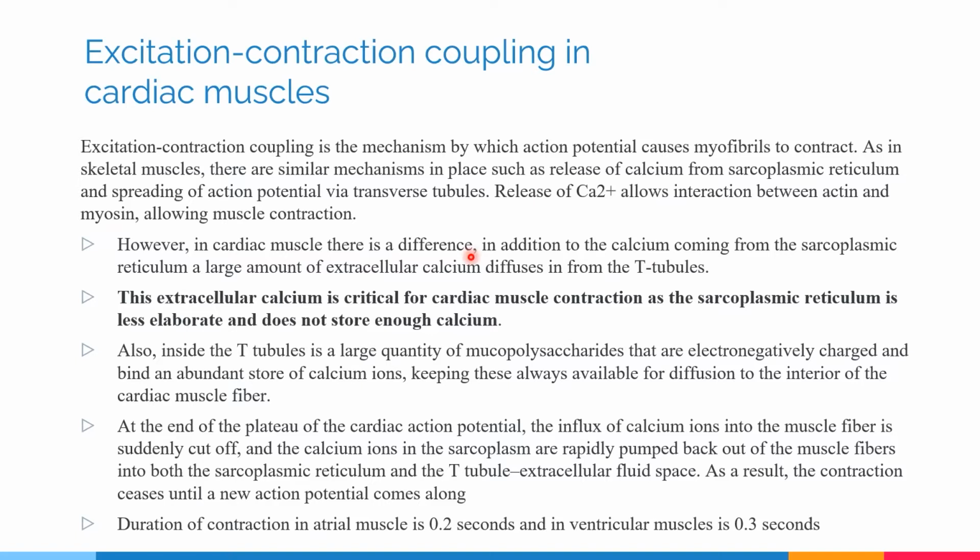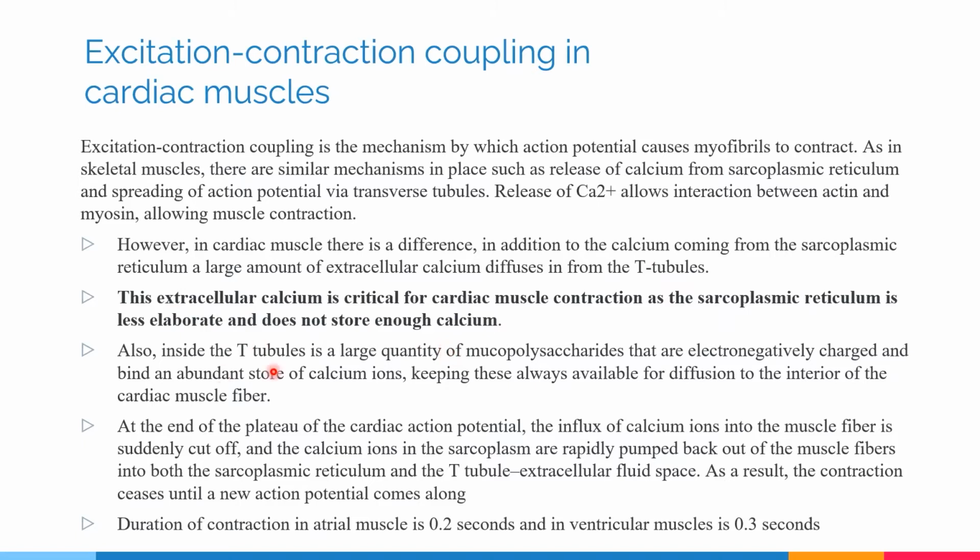The cardiac muscle has a difference in which the calcium coming from the sarcoplasmic reticulum is not entirely sufficient to allow the cardiac muscles to contract, and hence a large amount of extracellular calcium diffuses in from the T tubules or the transverse tubules themselves. That is, the extracellular fluid contributes calcium ions for the muscle contraction. This extracellular calcium is critical for cardiac muscle contraction, as the sarcoplasmic reticulum is less elaborate and does not store enough calcium. And thus, the extracellular calcium is essential for cardiac muscles to function properly.